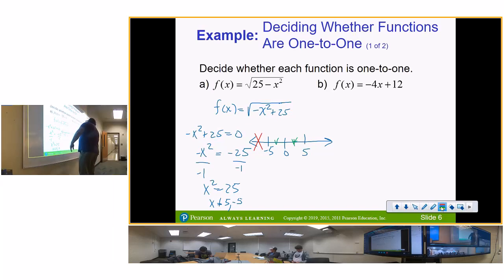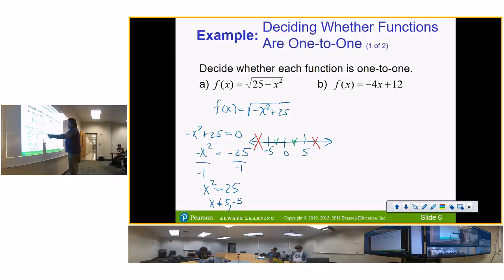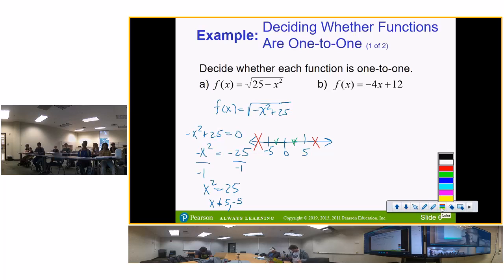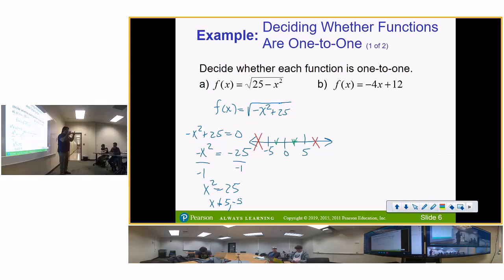So that means that our domain is affected. We can only use numbers between negative 5 and what? So your function is only going to exist between negative 5 and positive 5. So whatever the function looks like, it's going to get cut off. Good job. You're making the connection.